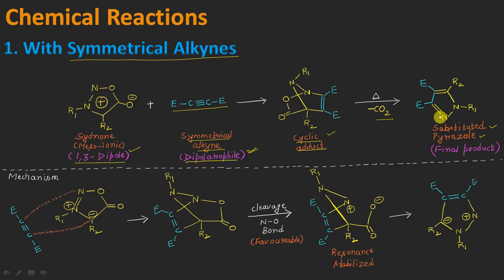It contains 2 double bonds. It is a 5-membered ring containing 2 nitrogen atoms. Such types of molecules are generally known as the pyrazoles. Let's see what the mechanism says here.